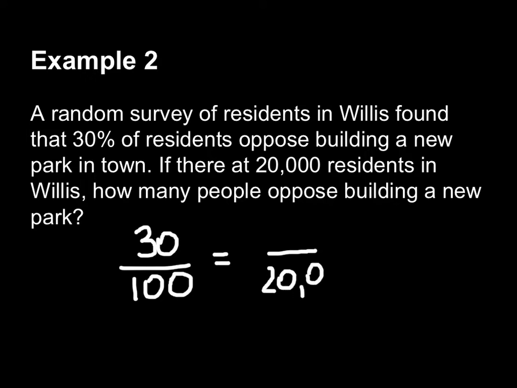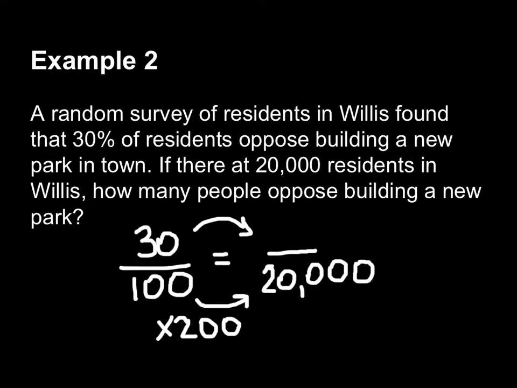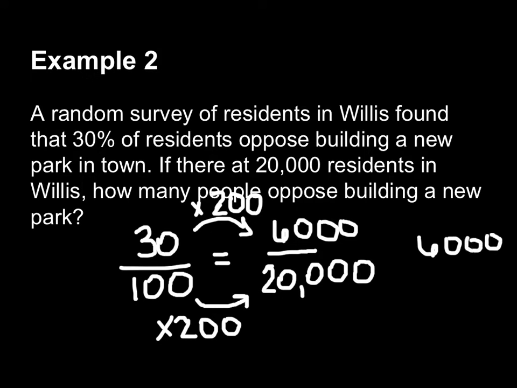We can make a prediction using this proportion about how many of the total people in Willis oppose the new park. We can find what we multiply in the denominator. 100 times 200 is 20,000. If we multiply by 200 in our denominator, we need to multiply by 200 in the numerator. And 30 times 200, well, 3 times 2 is 6, and we need to have 1, 2, 3 zeros. So 6,000 people would oppose building a new park.